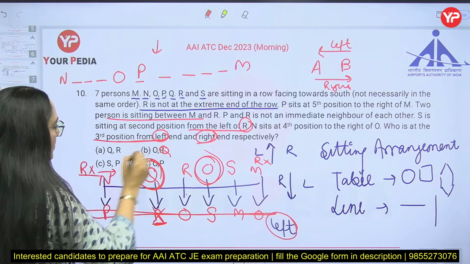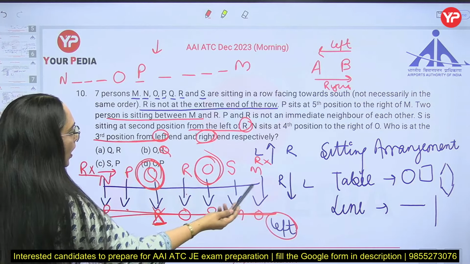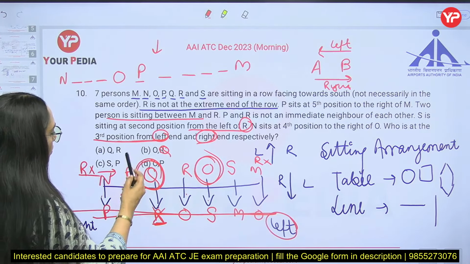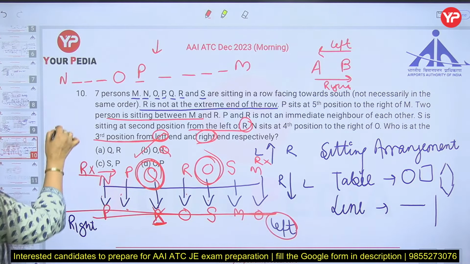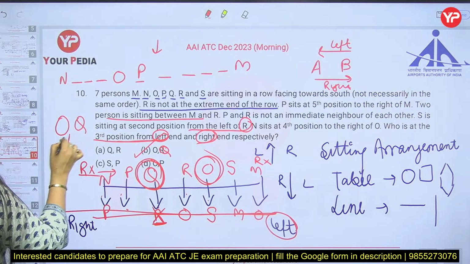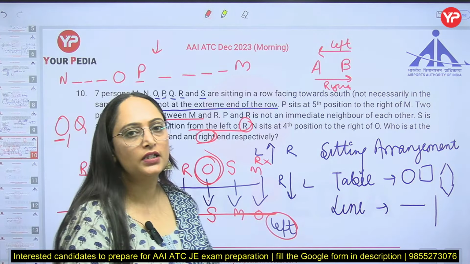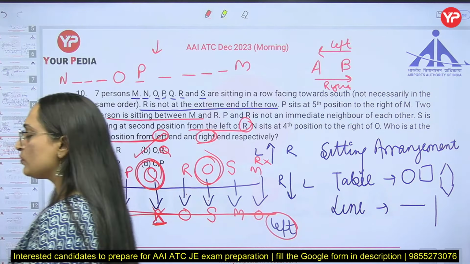I think the options are wrong, maybe there is some typing error. So 3rd from left is O, 1, 2, 3, and 3rd from right, 1, 2, 3 is Q. So we can go with option B. Answer is O and Q respectively. First check 3rd from left, then check 3rd from right. Clear everyone? So this question is very easy.